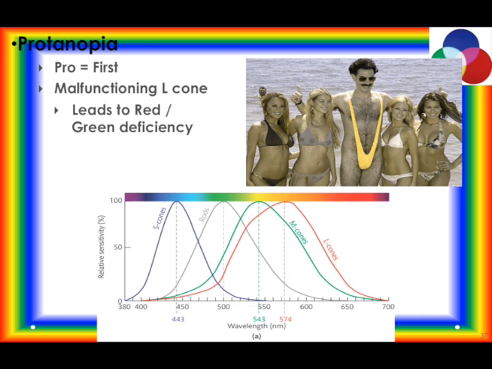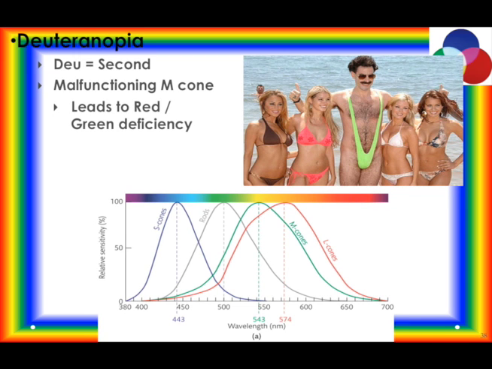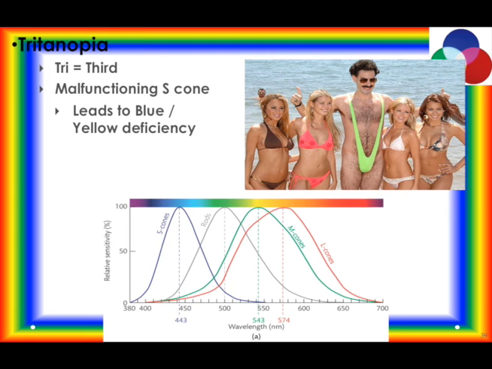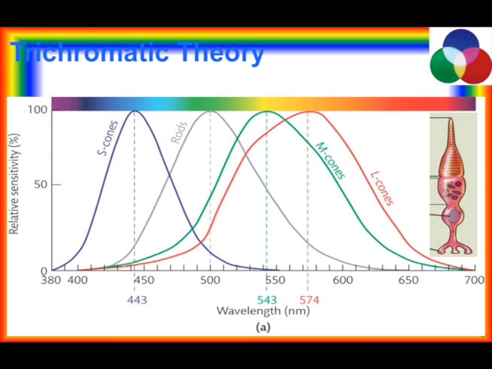If you're a deuteranope, your second cone doesn't work very well. Similar malfunction, you get a similar final effect in the color blindness. And if you're a tritanope, you have poor blue and yellow differentiation, and your colors would look more in the reds and blues. Again, seeing this chart of the S cones, the M cones, and the L cones, and the rods in between, this is our take-home message for rods and cones.